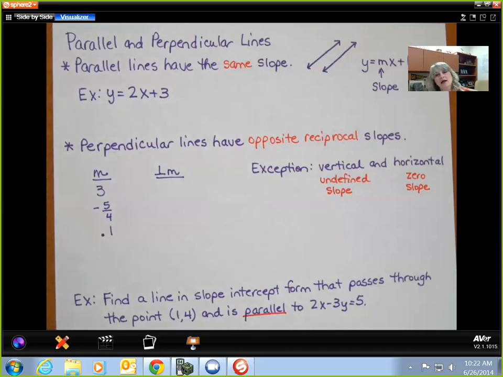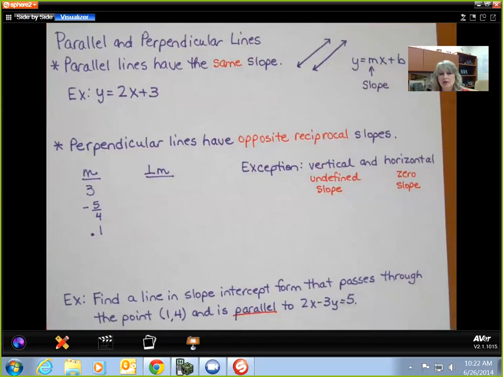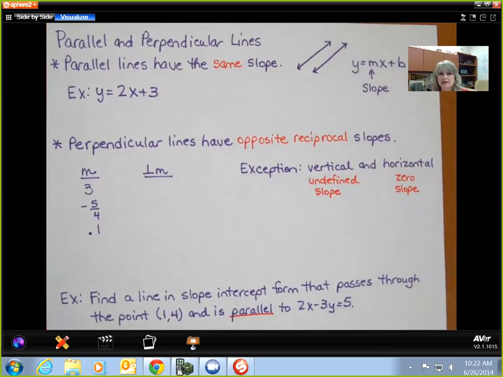Notice that parallel lines have the exact same slope. It causes the lines to go in the same direction, such as these two lines. Also, we have the form y equals mx plus b, that's slope-intercept form. So your m value represents the slope of your line.